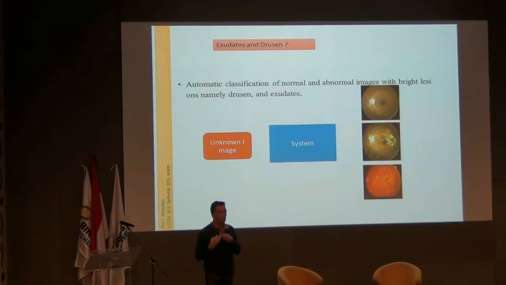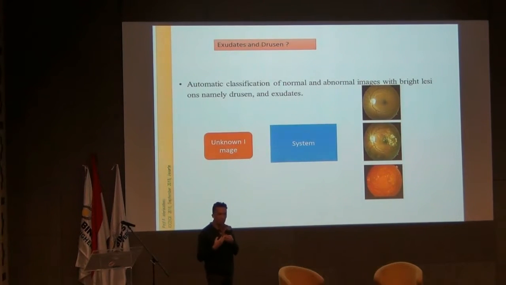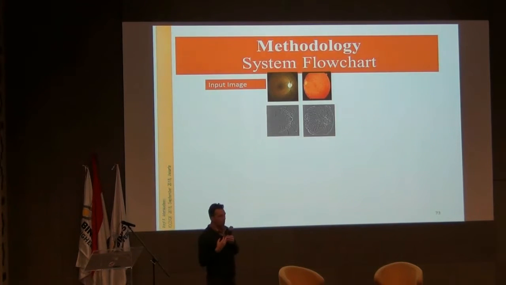We say, okay, we can find microaneurysms, we can find exudates, but what happens if I have exudates, for example, and drusen, which are linked with AMD? Can I still make the difference? So we have been working on that. The whole idea for this one was to use a bag of words approach and sparse coding.